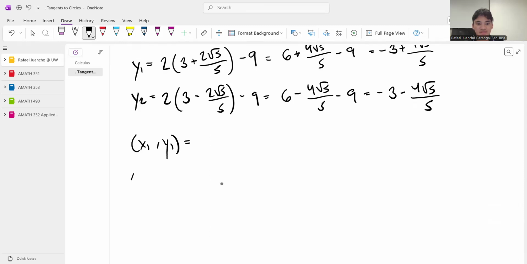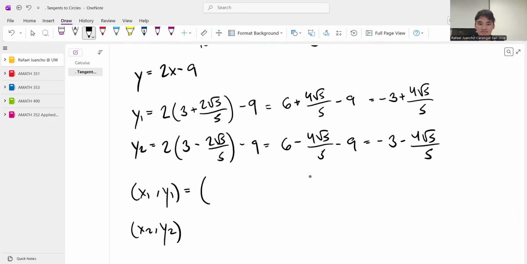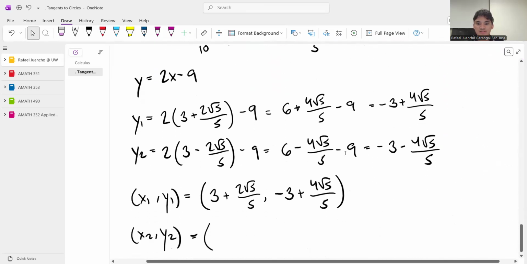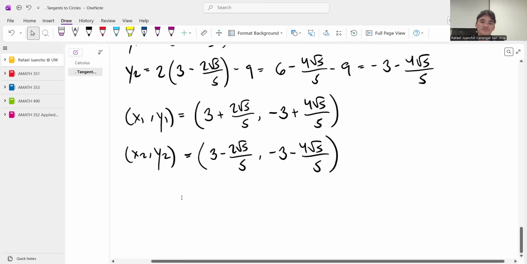And now that we've done all of that algebra, the coordinates of the points are x1, y1, and x2, y2, which we got, right? My x1, y1 is this. Y1 would be, I think it was this. My x2 would be this. Y2 would be this.